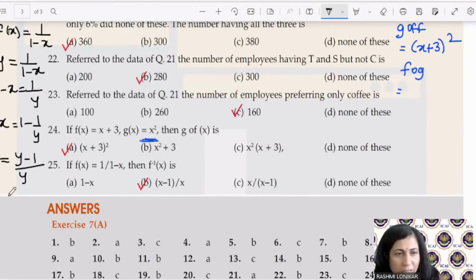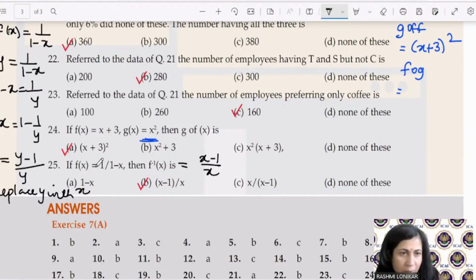I replace y with x. So, the inverse is equal to x minus 1 upon x. Instead of y, I am writing x. So, this is a unique way in which you solve the inverse.